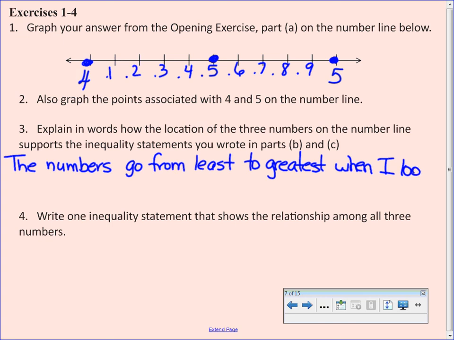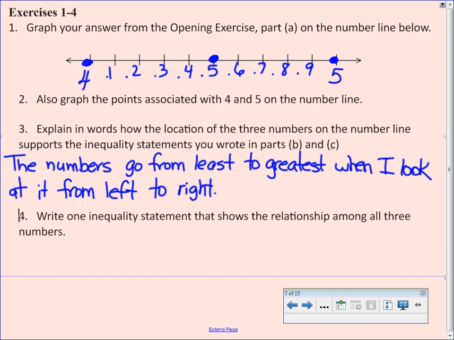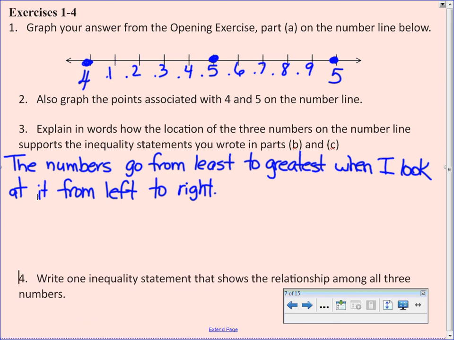When I look at it from left to right, that's like how we would read a regular sentence, so a number line too. But we're not done. Let's explain further what those numbers represent.